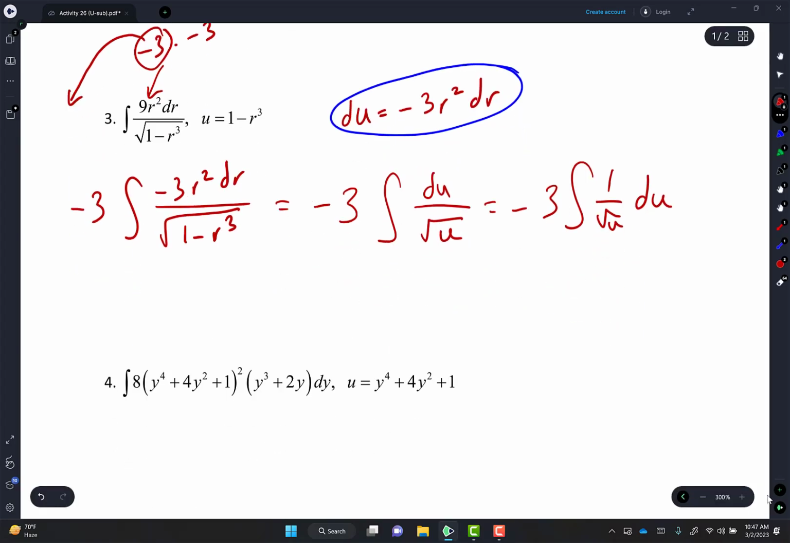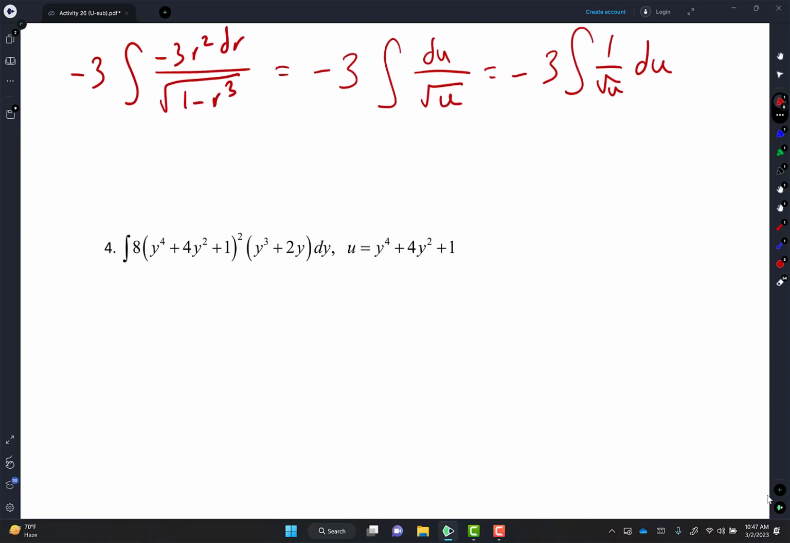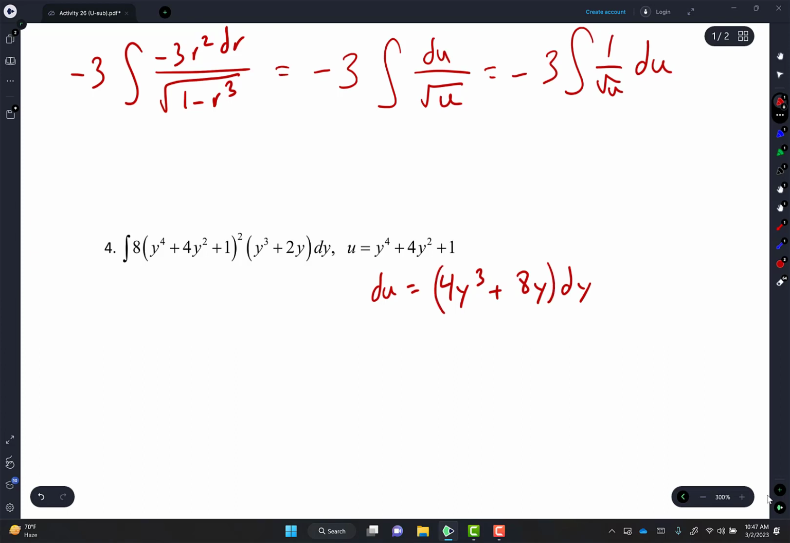Okay. So here's number 4. They tell me what u is. And I'm going to go real slow. So I'm going to write du equals 4y cubed plus 8y. And be careful. I know some of you are tempted to just write dy. But when you write that dy, make sure to put a parenthesis like that. Do you know why or no? Yeah, because in reality you did du dy. So you took the derivative of u with respect to y, and then times dy like that. Does that make sense, guys?